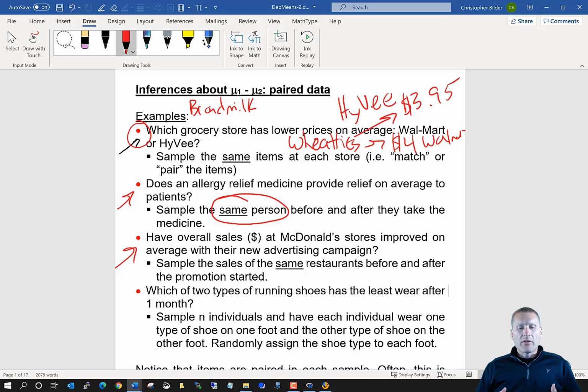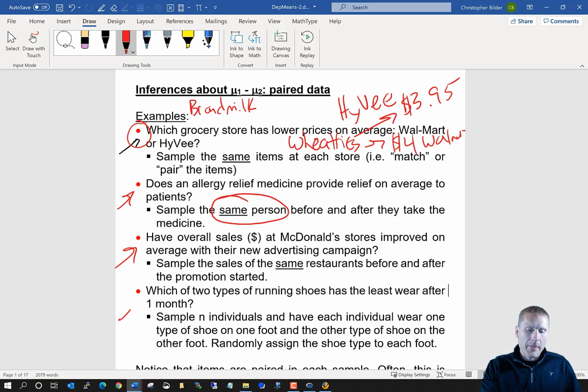Another example is that we're interested in this with respect to advertising. Has overall sales at McDonald's stores improved on average with their new advertising campaign? Before the campaign started, we have some measurement of sales for a particular item. After the campaign has gone for maybe a month, you look at that same item at that same store. How have sales changed? What are the sales now?